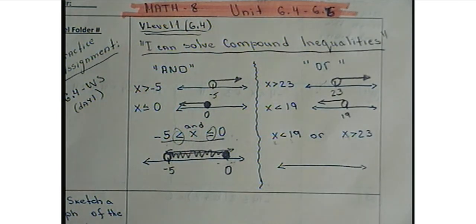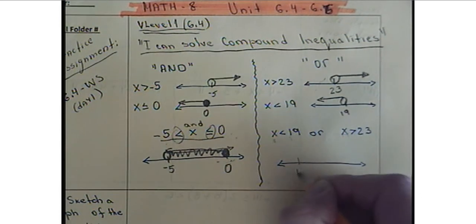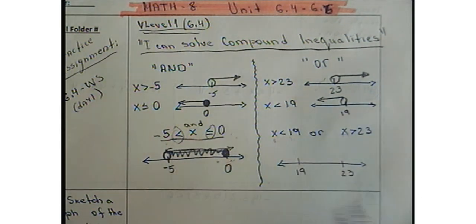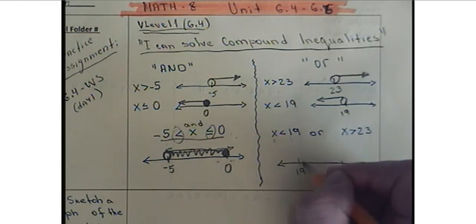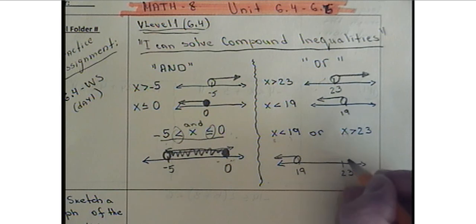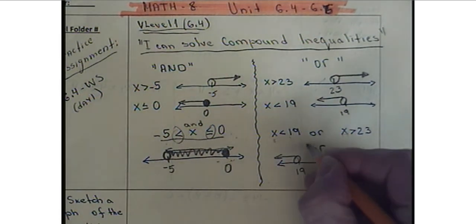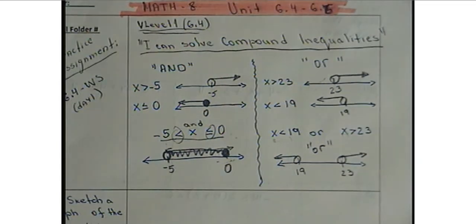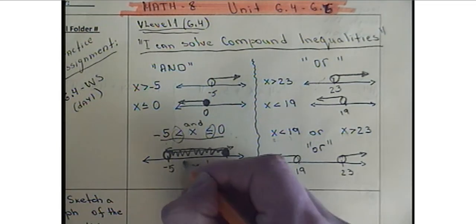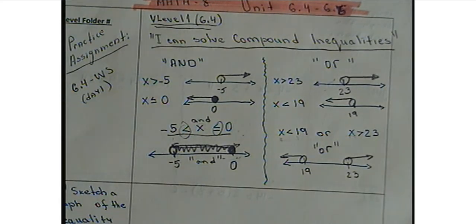So what happens when we graph those two together on the same number line? 19 will be here, 23 will be here. Make sure you always put your numbers in the right order based on the number line. So x less than 19, open circle to the left, x greater than 23, open circle to the right. So OR form is when those two are going in opposite directions, and AND form is when we have the solutions between the two numbers. So this is the general idea with AND and OR form. Let's go ahead and answer questions now.